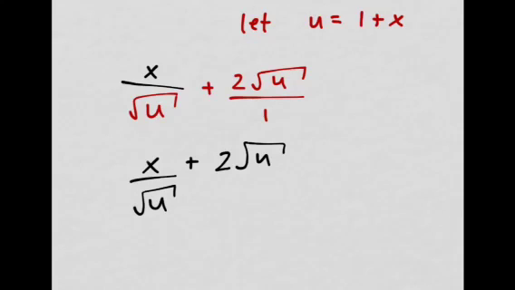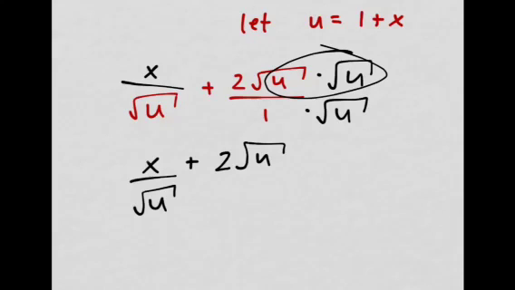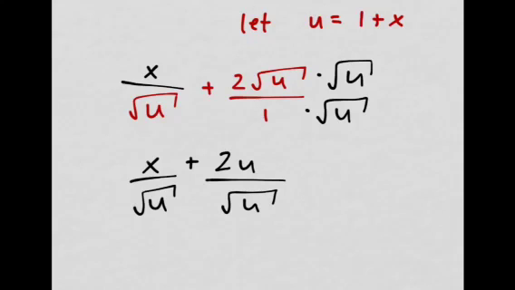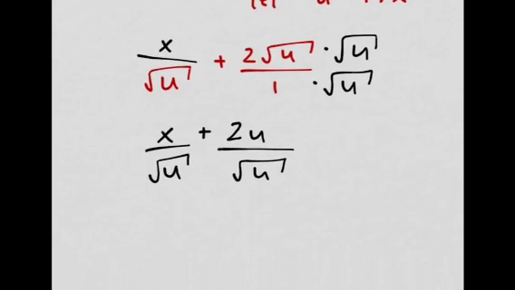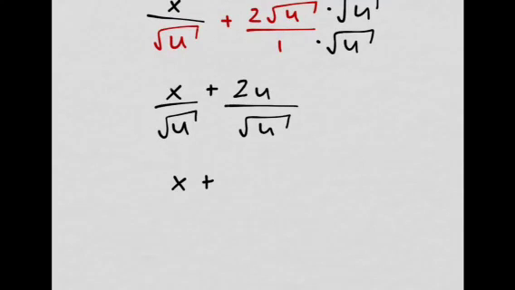However, I want to get a common denominator here, so I multiply it by a fancy version of 1, which is the square root of u over the square root of u. That's because of that square root of u. So then I'll have that part just changed to a regular u. So let me get rid of this. This will be a regular u. And then square root of u on the bottom. Now I've gotten common denominators. And then I can have x plus 2u divided by just that denominator written once, because they're common denominators.